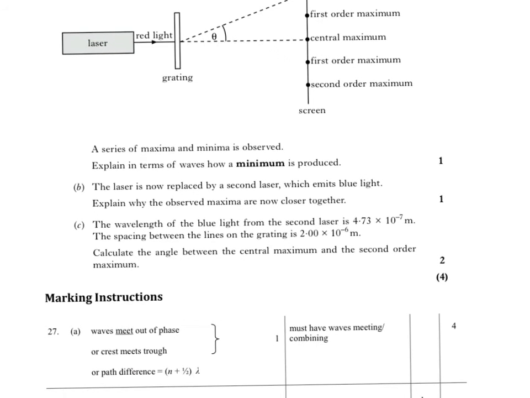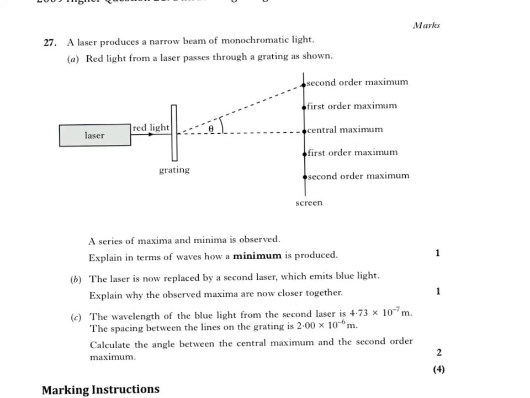Part B. The laser is now replaced by a second laser which emits blue light. Explain why the observed maxima are now closer together. Okay, again, this should be pretty straightforward. So this is with red light. Your maxima are like that. With blue light, they're telling you that the maxima are going to be closer together. Okay, so why is that?